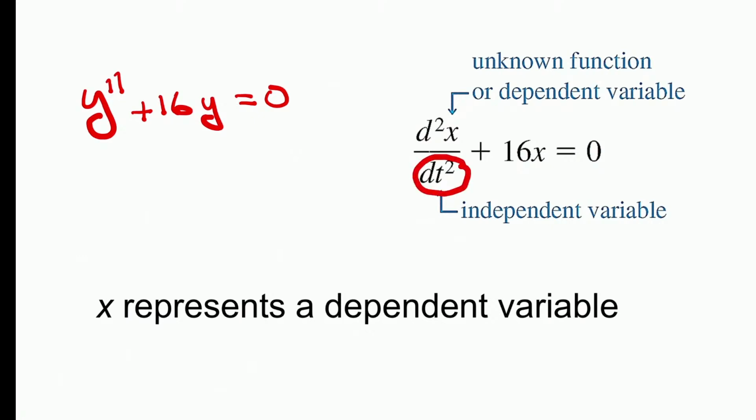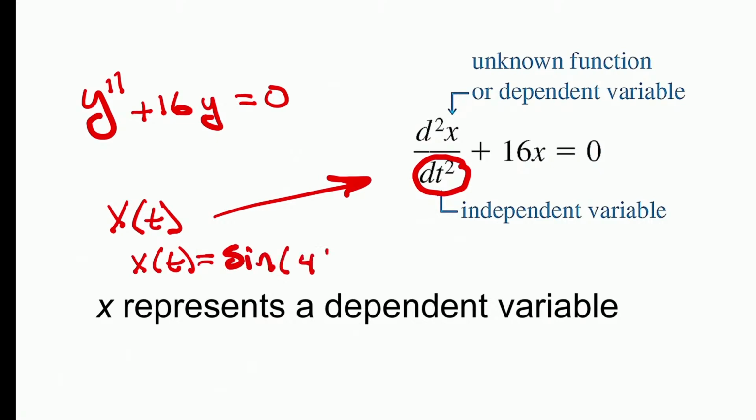And so here it's just saying that you have some function x of t. x of t is the solution you're looking for. And I'll tell you right now what the solution to this differential equation is. The solution is x of t equals the sine of 4 times t. Well, that's one solution. There's more than one, just like 0 is a solution. But anyway, x of t is sine of 4t.